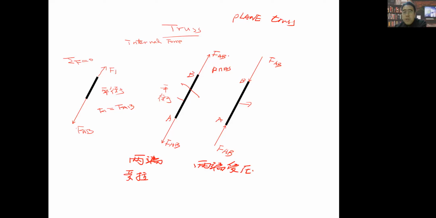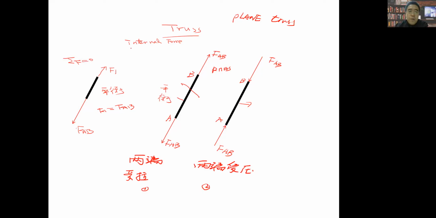So there are only two cases to select for a two-force bar. Maybe 两端受拉, maybe 两端受压. Only two states. It can only be in one of the states. We have no other options. So that is a two-force bar.